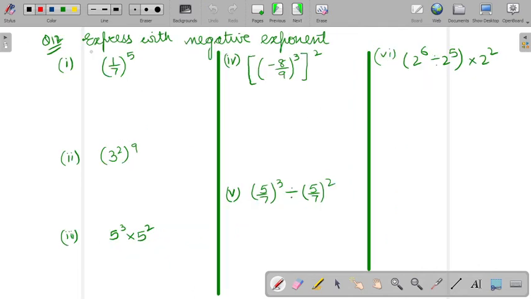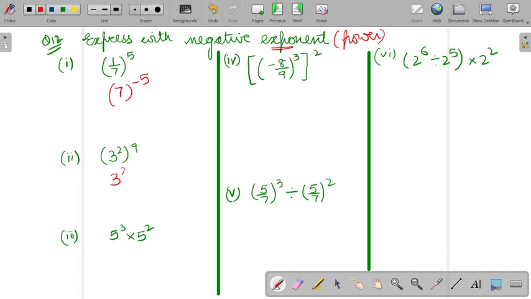In question 12, you have to express it in negative exponent or power. So the positive power you will change it in negative exponent. So again same procedure, reverse the base. Change the base means you have to reciprocal the base. So 7 by 1 or 7 and the power will become minus 5.